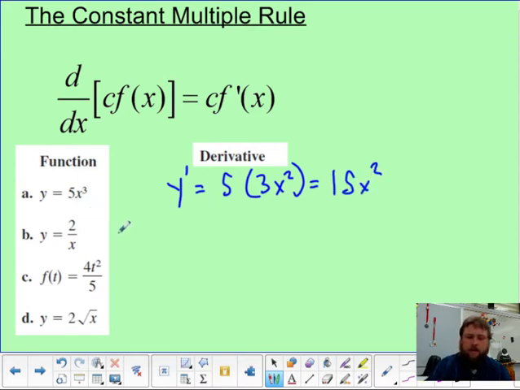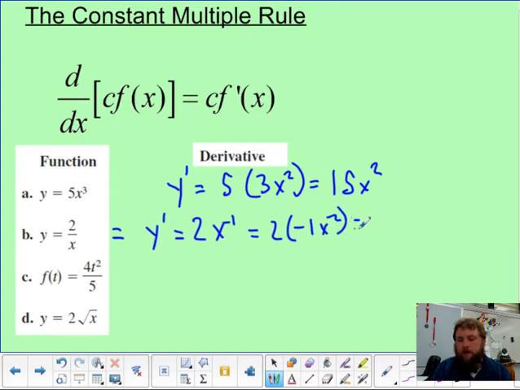All right. This next one, y equals 2 over x. So y prime is going to be, well, take the 2 out, and I'm going to write that 2 times x to the negative 1. And the derivative of that, so it's going to be 2 times negative 1 x to the negative 2 power. So I'll have negative 2x to the negative 2 power, and writing that as a fraction, that'll be negative 2 over x squared.